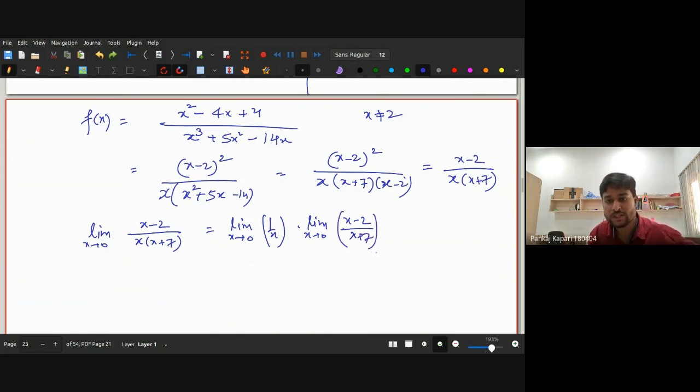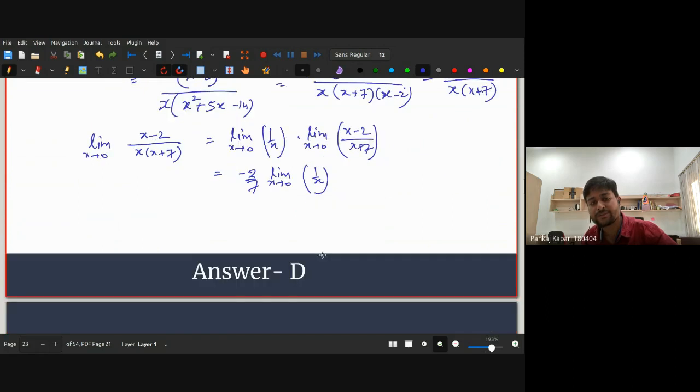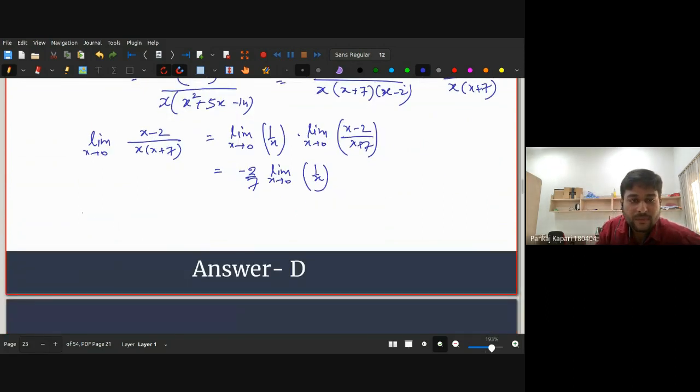Okay, so what is this limit? You just put x equal to 0 and you will have minus 2 by 7. So this is just equal to minus 2 by 7, and you have the limit as x goes to 0 of 1 by x. Okay, now does this limit exist? You can see that this limit doesn't exist.